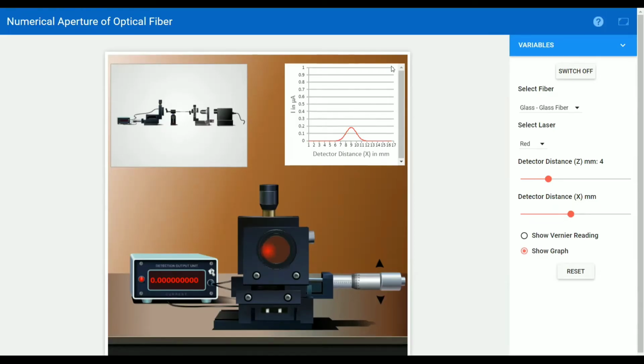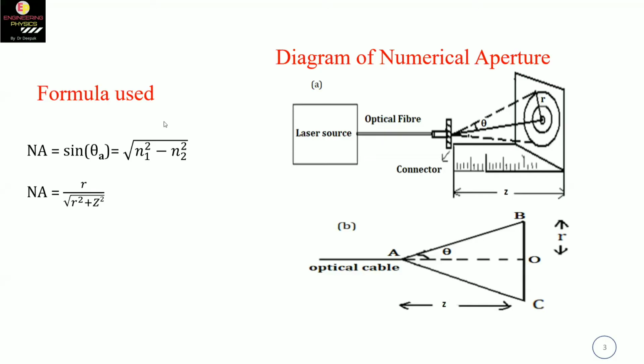So how can we record the reading? First, try to understand the diagram. This is the laser source, optical fiber, and we get the spot size on the screen. The distance from the optical fiber emitter to the screen is Z, and we can find out the radius of the spot size, which is represented by R.